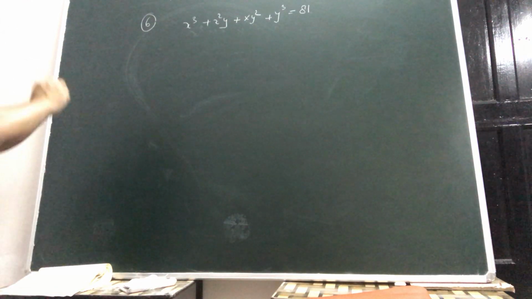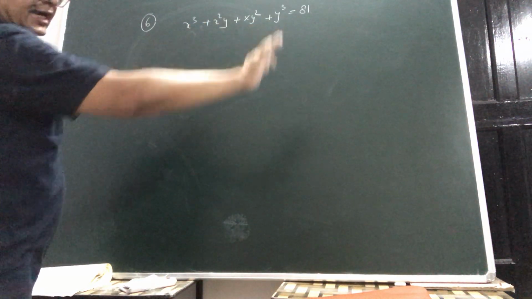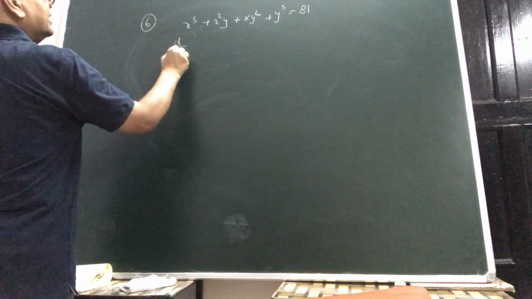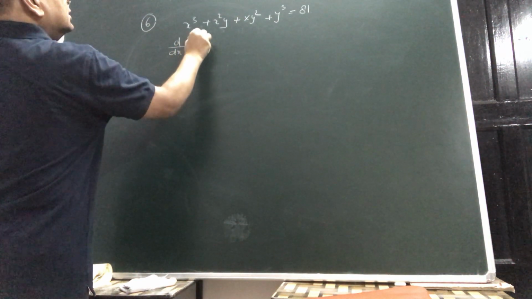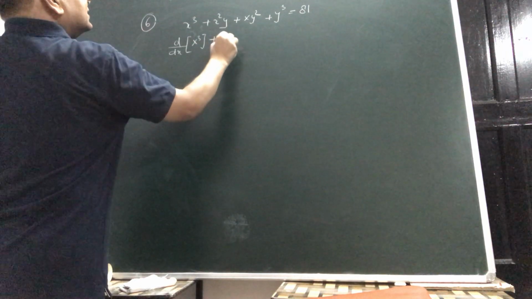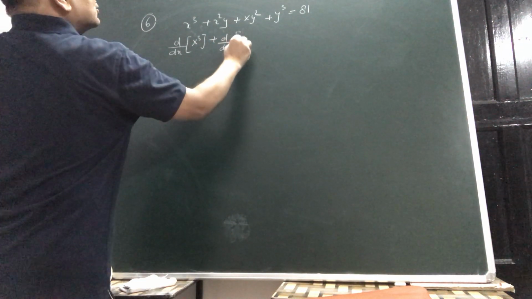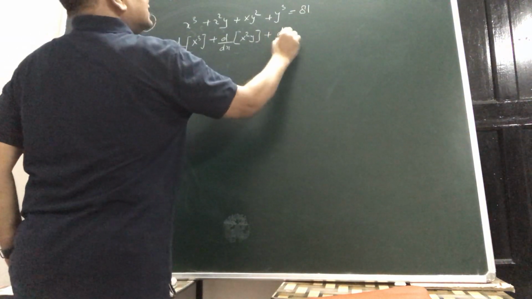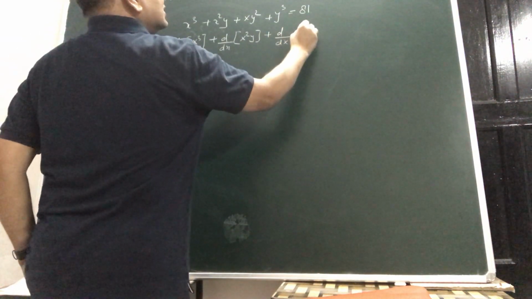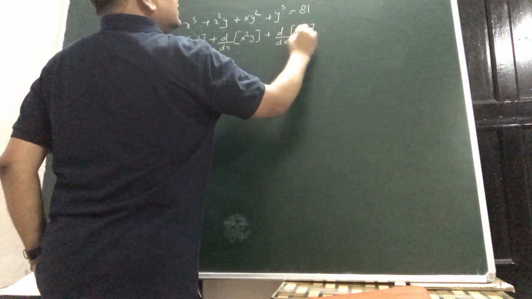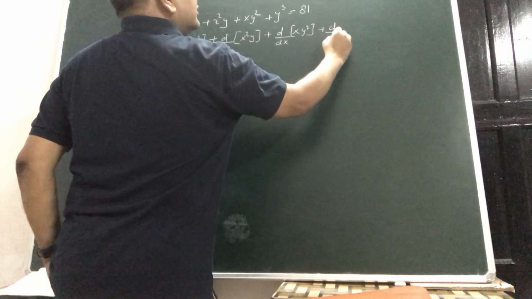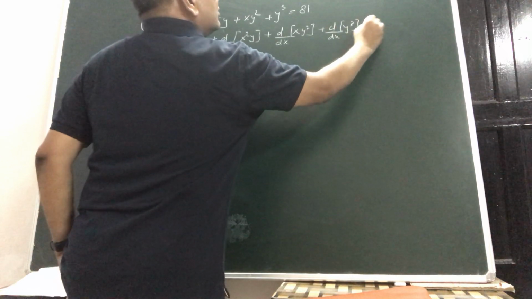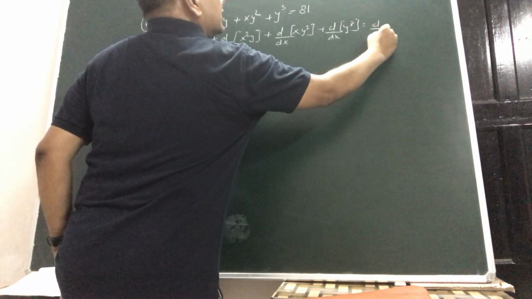So what you will do is the same thing, differentiating the entire equation with respect to x. So it will be d by dx of x cubed plus d by dx of x square y plus d by dx of x y square plus d by dx of y cube is equal to d by dx of 81.